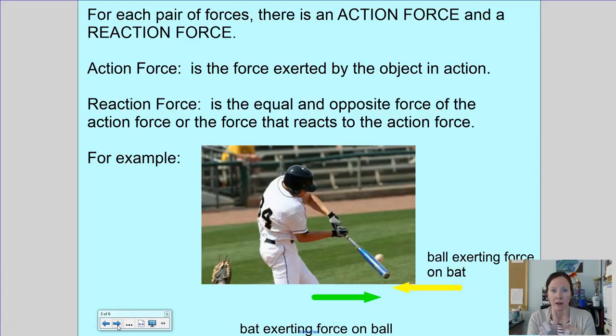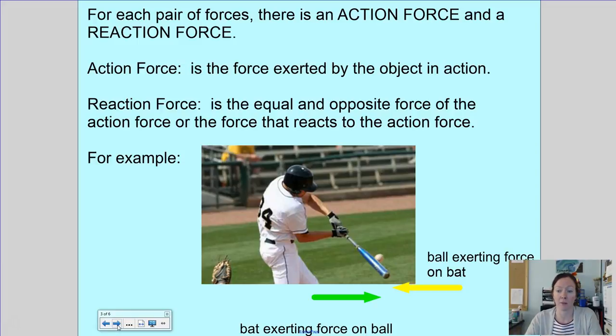So generally when we talk about Newton's third law, we refer to an action force and a reaction force. Sometimes it's hard to figure out which one's the action and which one's the reaction. So generally the action force is the force exerted by the object that is in action. So again, if I go back to the chair, when I sit on the chair, I'm exerting a force on the chair, and the reaction of the chair is to push back up on me. The reaction force is the opposite of the action force. So whatever the action force is, the reaction will be opposite of it.